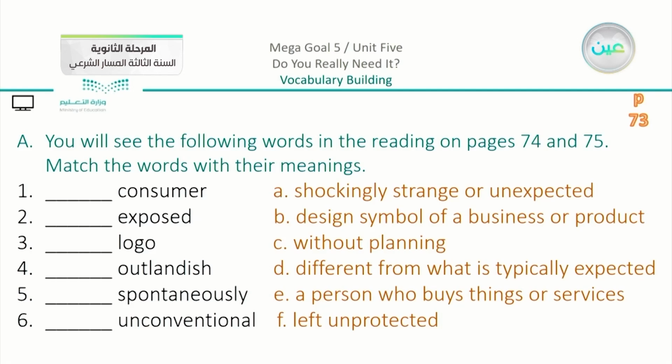Now we do have the meanings here. We have the first one, shockingly strange or unexpected. We have B, design symbol of a business or a product. We have C, without planning. We have D, different from what is typically expected. E, a person who buys things or services. And we have F, left unprotected. So if you do know any of these words and the meanings, you can match. If you don't, we are going on with our lesson.